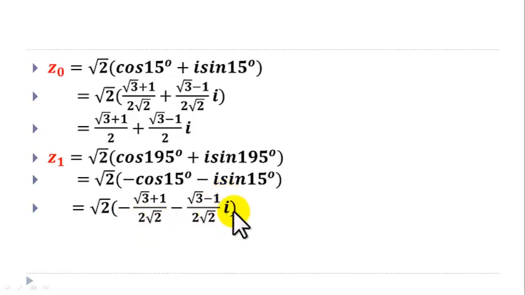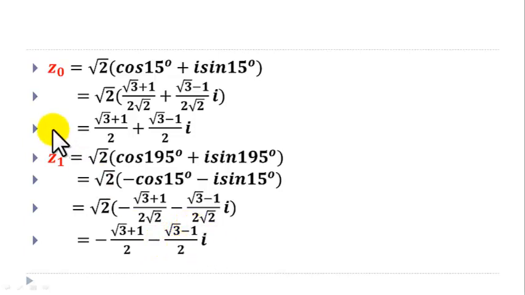Opening the bracket, root 2 will cancel out to give us minus root 3 plus 1 over 2 minus root 3 minus 1 all over 2 times I. So these are the two square roots of that complex number. Z naught equals this, and z1 equals this.